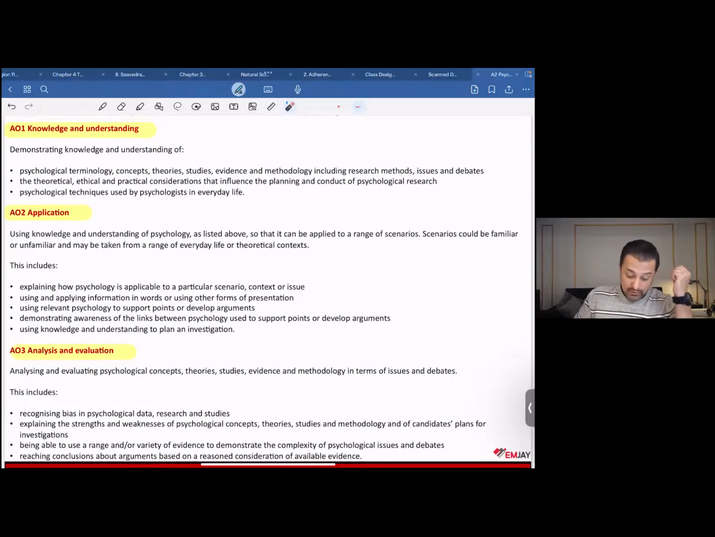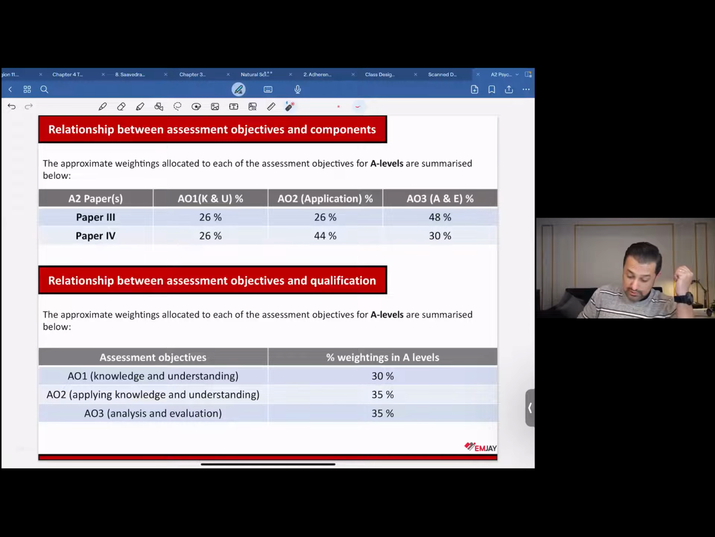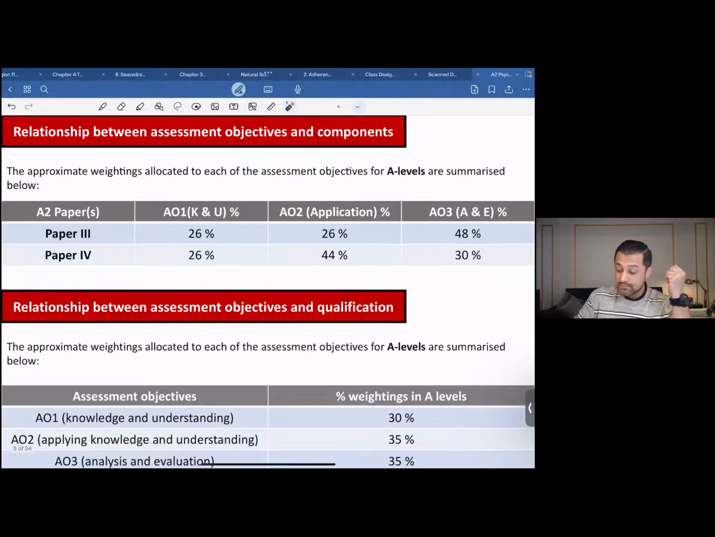So after being done with assessment objectives, let me show this to you all. This would help you understand the significance of these assessment objectives in a better manner. If we talk about paper three over here, according to the new syllabus, according to the new paper structure, 26% of your paper is based on knowledge and understanding. 26% is based on application, how well you're able to apply the knowledge that you've gained. And 48% of your paper relies on analysis and evaluation.